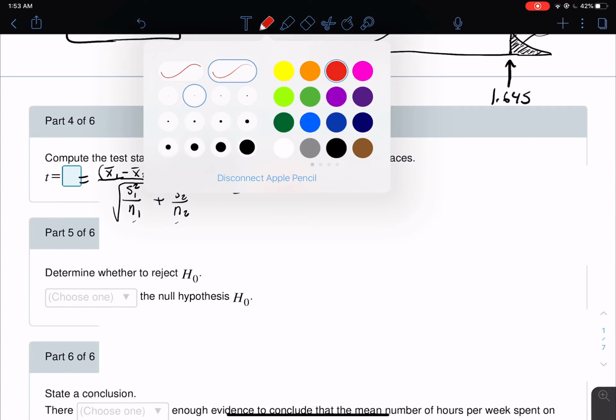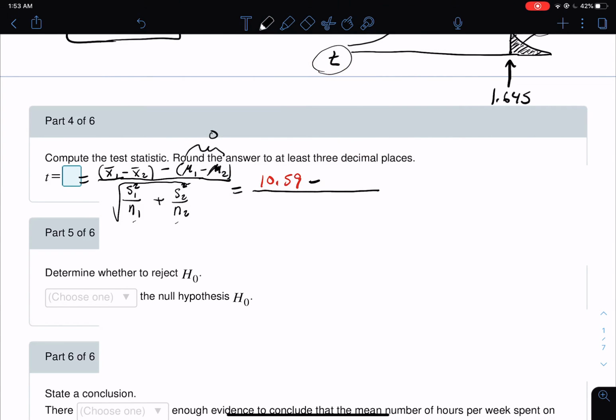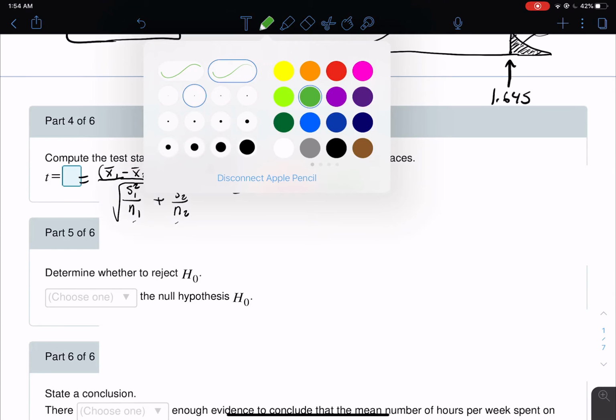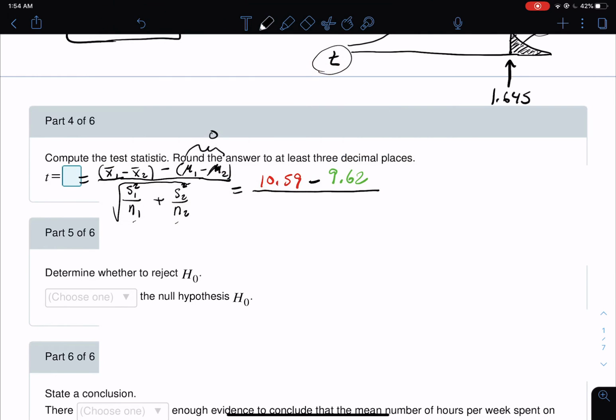My sample mean from the first sample is 10.59 minus the sample mean from the second sample, which is 9.62. And then that other piece, remember, is just going to be 0, subtracting the two means.